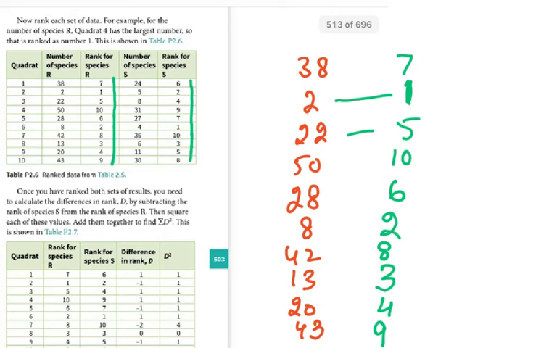What do we mean by rank? Rank means from the smallest to the highest. So 2 was the smallest, so that was rank 1. Then 8 after that, so that was rank 2. So first you have to rank it. The number of species R is given here in this column, and then you ranked it, and then this is the number of species S, and then you ranked the species S.